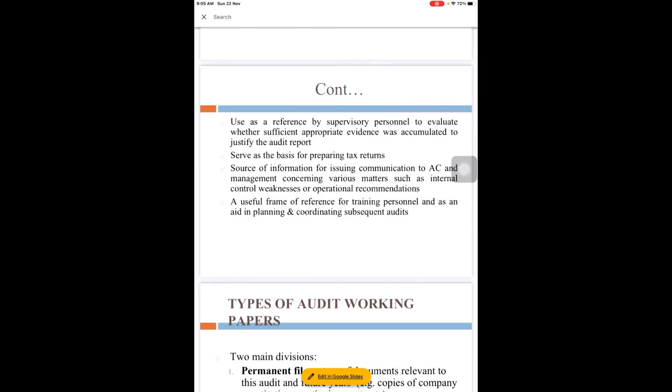Right, this one can also be used as a reference by the supervisory personnel to evaluate whether sufficient appropriate evidence was accumulated to justify the audit report. It means that from the working paper, they can evaluate whether the information is enough to come up with the opinion. And also it serves as a basis for tax preparation, alright?